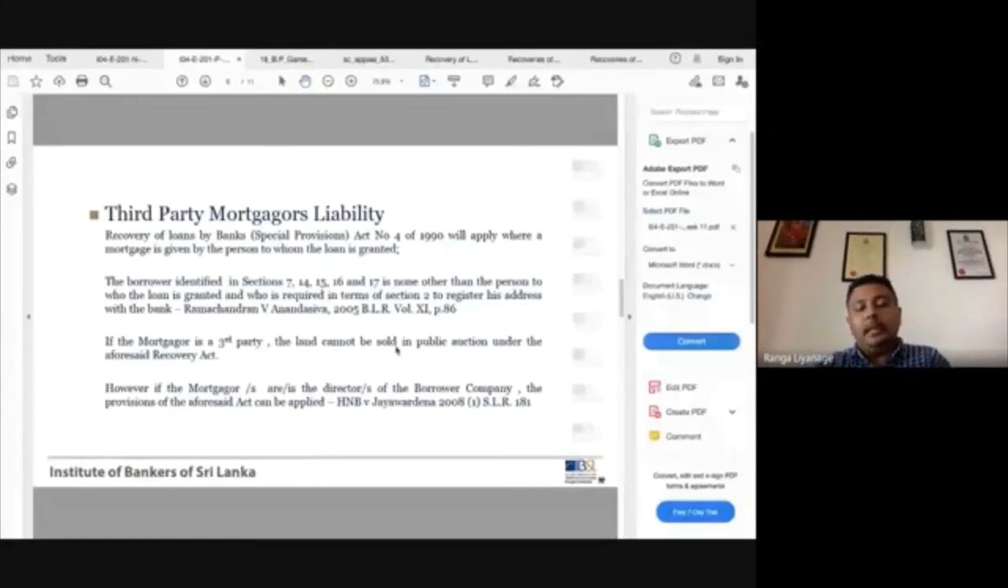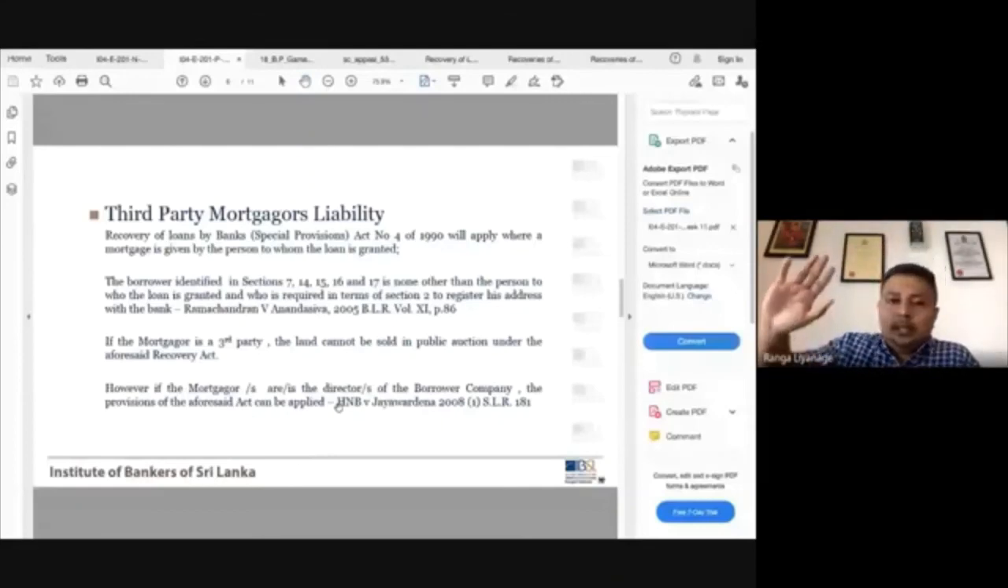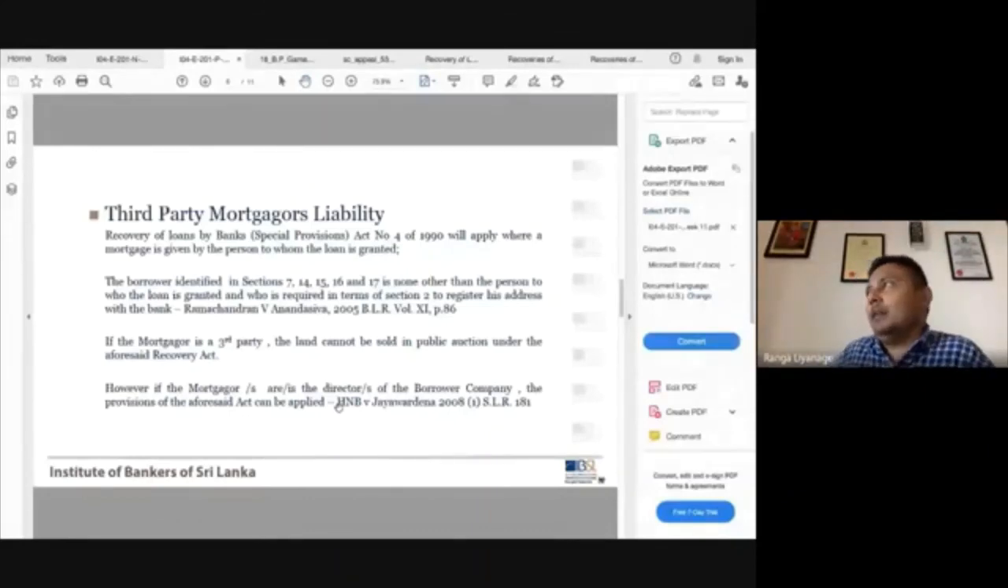Then in 2008, in the case of HNB versus Jayawardhana, 2008, 1 SLR 181, that is the reference. The court modified a little bit of what Ramachandran versus Hatton National Bank's judgment said on third-party mortgages. So HNB versus Samatapala Jayawardhana, right? What did the court say here? Court said, yes, Chief Justice Sarath N. Silva's judgment is valid. Third-party mortgages cannot be taken for Parat execution.